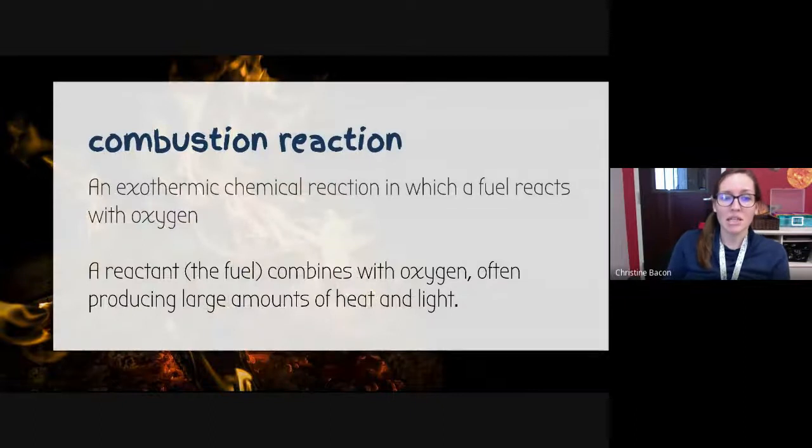Combustion is an exothermic chemical reaction. So we'll talk about what exothermic means next chapter or next section. It's a chemical reaction that releases energy, okay, where your products have less energy than your reactants. So the reactant, the fuel, combines with oxygen, and it often produces large amounts of heat and light. So fire and explosions are always combustion reactions. Anytime you see fire or huge amounts of energy or light that are released, that's most likely a combustion reaction.